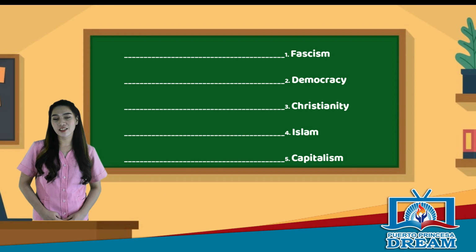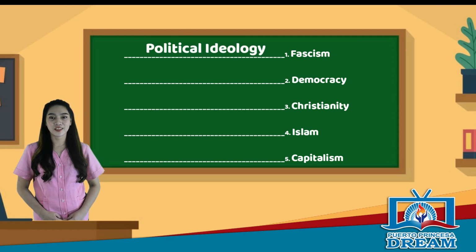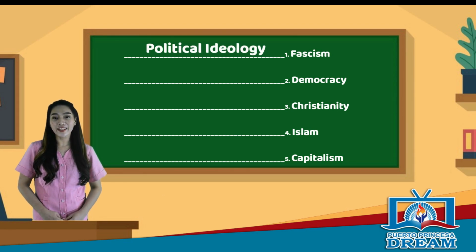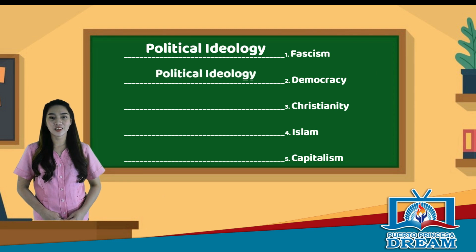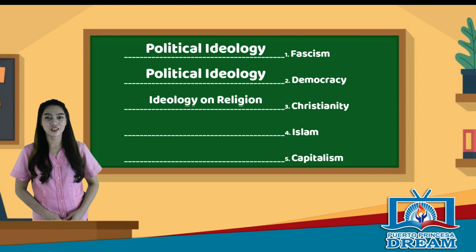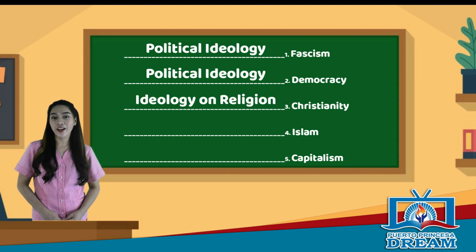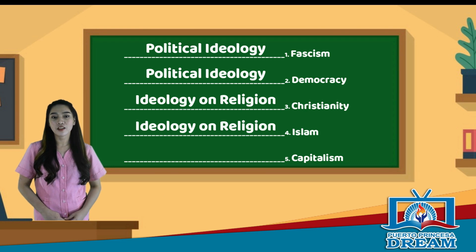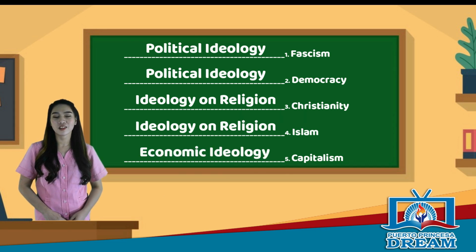Number 1, the correct answer is political ideology. Number 2, the correct answer is political ideology. Number 3, the correct answer is ideology on religion. Number 4, the correct answer is ideology on religion. And lastly, number 5, the correct answer is economic ideology.